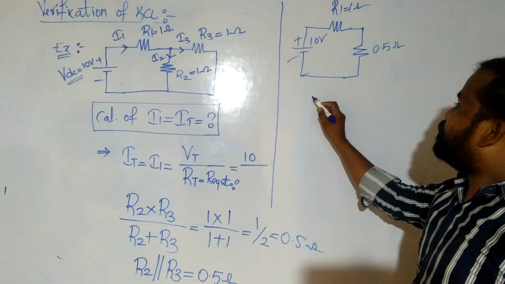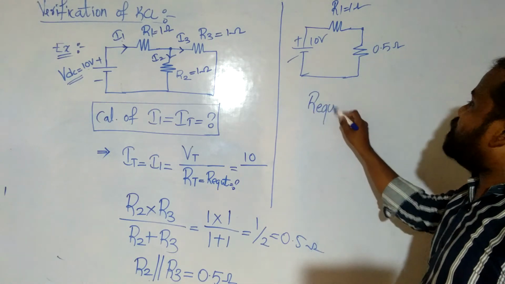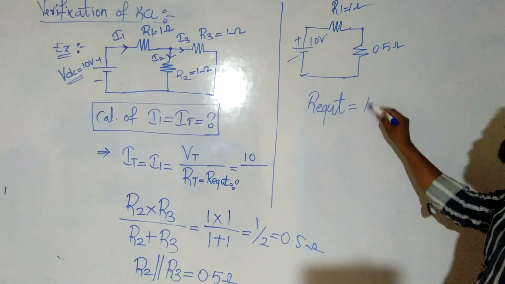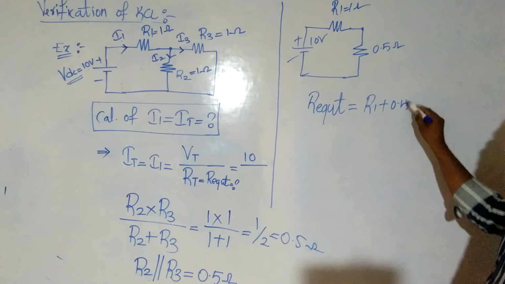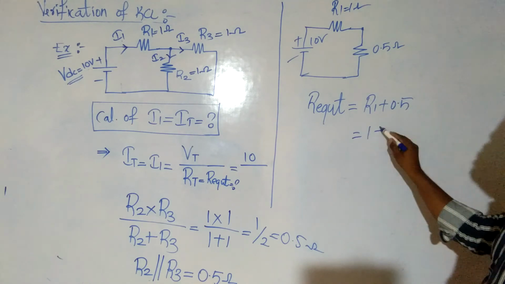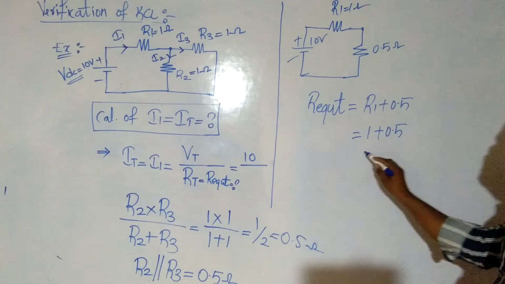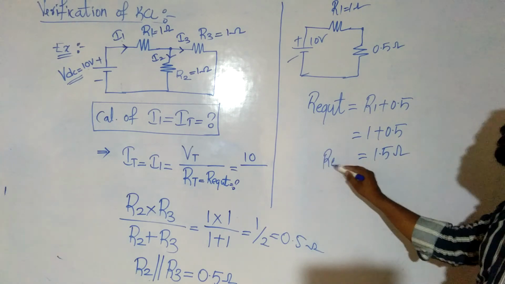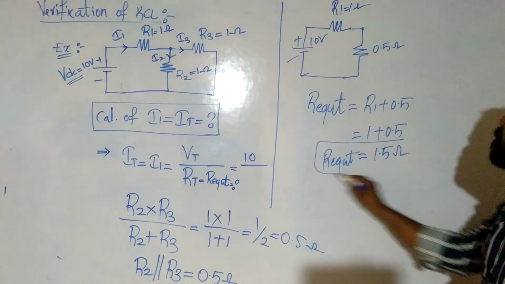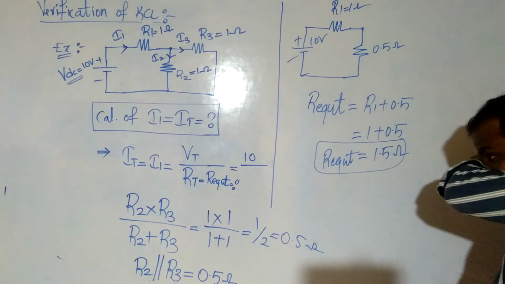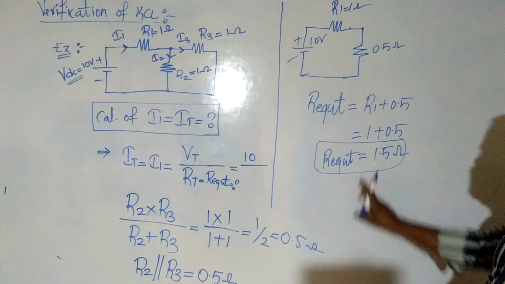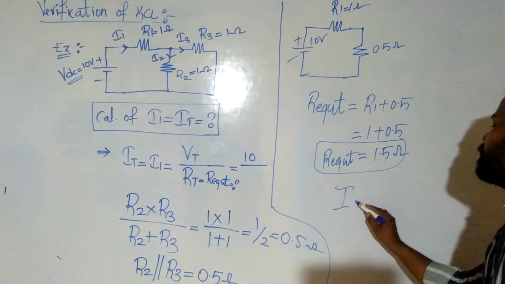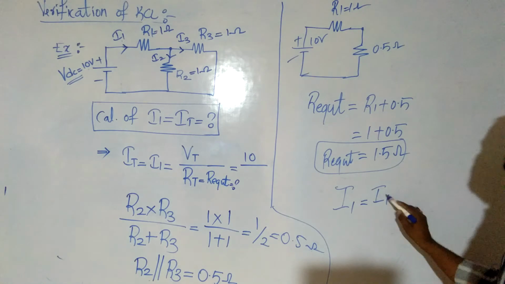It means the equivalent value, R equivalent, is equal to R1 plus 0.5, since both are connected in series. So that is equal to 1 plus 0.5 ohms, which is equal to 1.5 ohms. This is the total equivalent resistance of the circuit. So you know the value of the applied voltage and you know the value of R equivalent. Now calculate the value of I1, or total current.